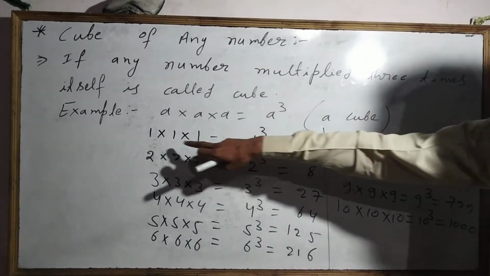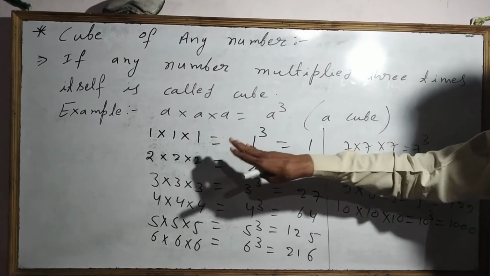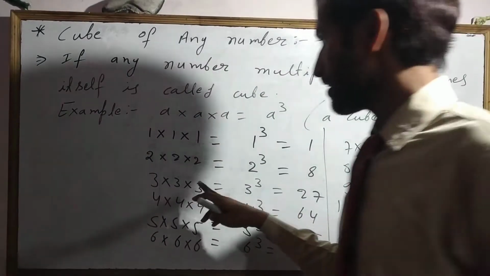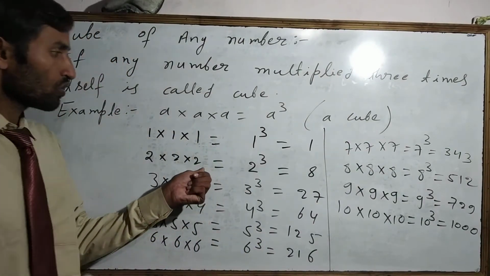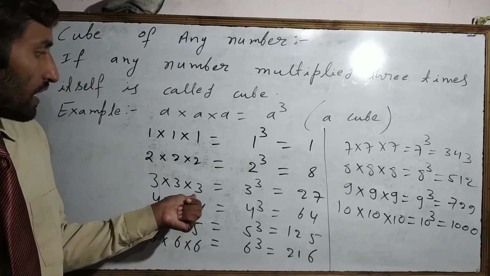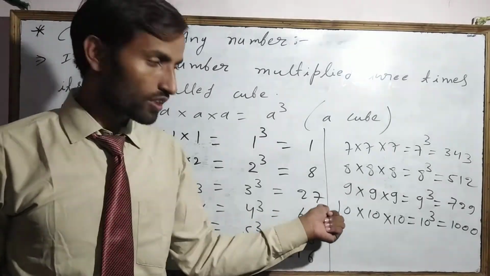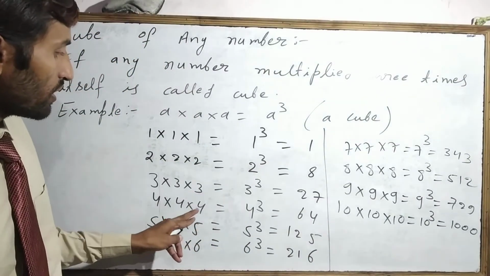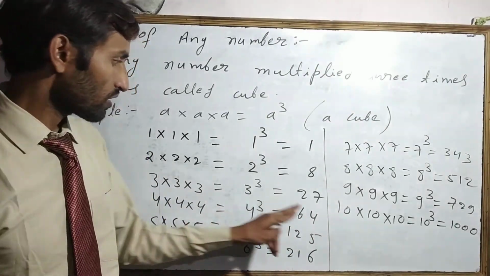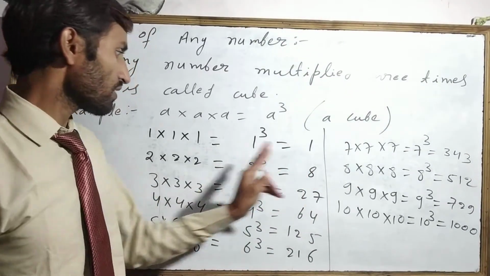Here, 1 cube means 1. Just see here: if any number has unit digit 1, then its cube also ends in 1. If any number has unit digit 2, then the cube of that number ends with 8. If any number has unit digit 3, then the cube ends with 7, because here 27 is the cube of 3. If any number has unit digit 4, then the cube ends with 4. The 1 is the same, but for 2, 8 will come, and for 3, 7 will come.